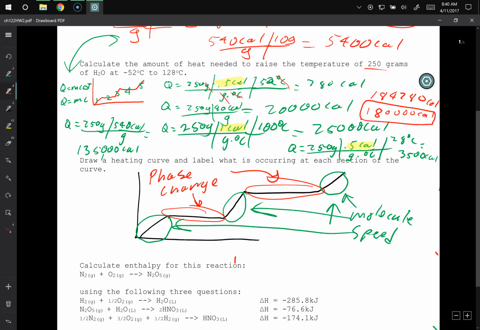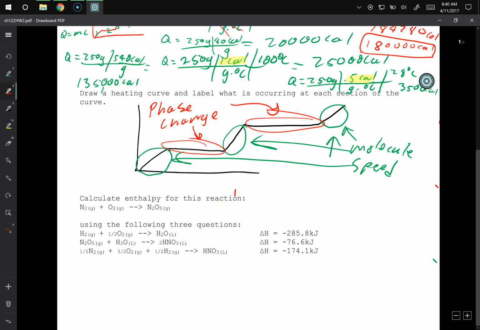So the green parts, I'm using the energy to make the molecules move faster. And the red parts, I'm using the energy to do what? When I'm changing phases, what am I doing though? Loosen or break bonds. Yeah, loosening them or breaking them. So getting them to let go of each other. Alrighty. And this last one here.